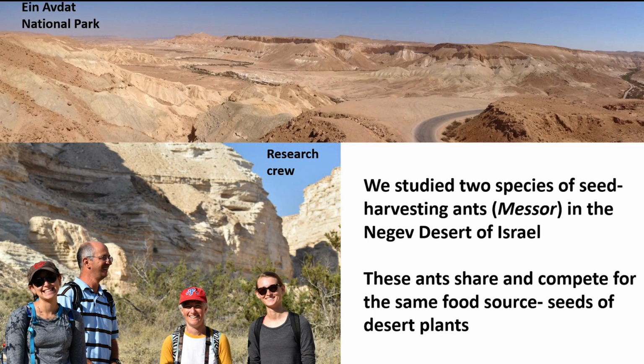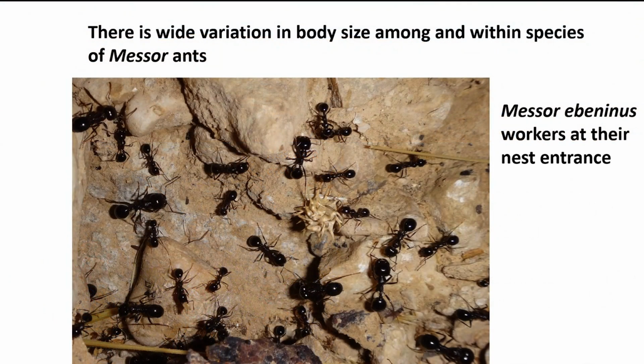So we did this work on 2 species of seed harvesting ants in the genus Messor. We did the work in the Negev desert of Israel, a very extreme temperature environment and one that's subject to climate change. And the 2 ants that we worked on share and compete for a single resource, which are the seeds of desert plants. So just looking in this photograph at one of the species, we can see that there is very wide variation in body size within colonies.